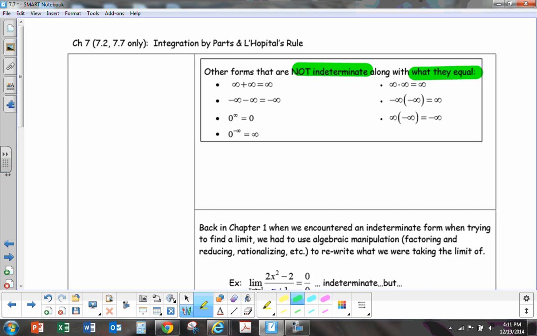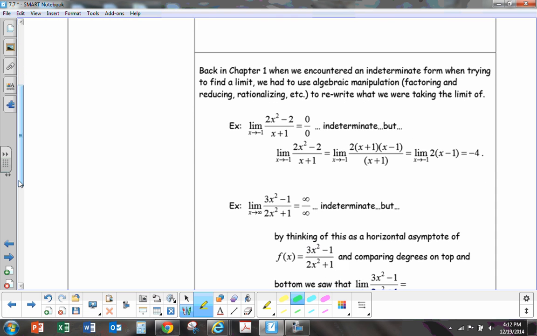All right, back in chapter 1, when we encountered an indeterminate form, all we knew about, really, at that point, was algebraic manipulation. So we would factor and try to cancel. We would rationalize. We would rewrite what we were taking the limit of. Maybe we got common denominators. It just kind of depended.